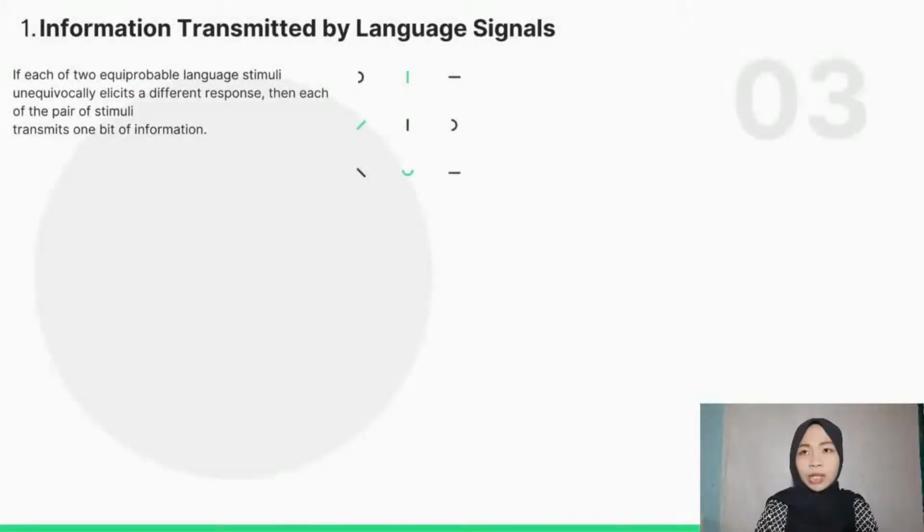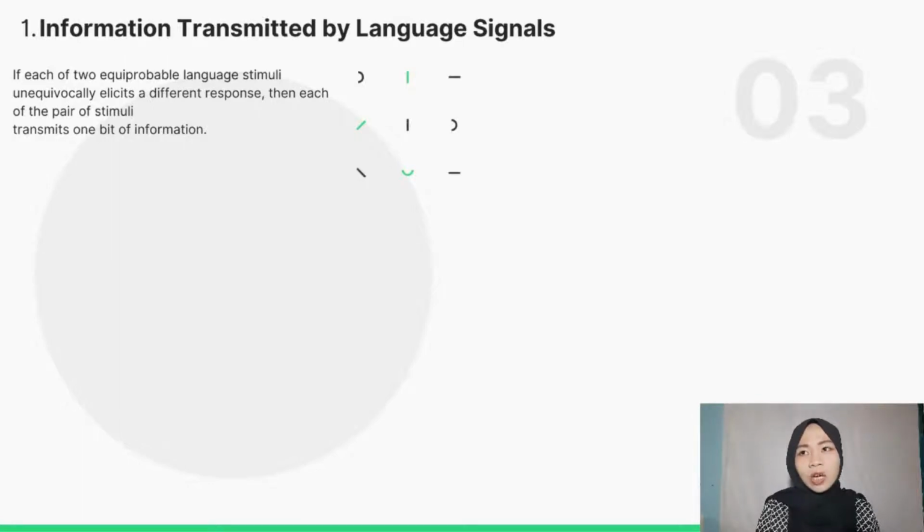Information transmitted by language signals. If each of two equally probable language stimuli unequivocally elicits a different response, then each of the pair of stimuli transmits one bit of information. From this definition, it is easy to proceed to a general equation for measuring information transmission in terms of such units.